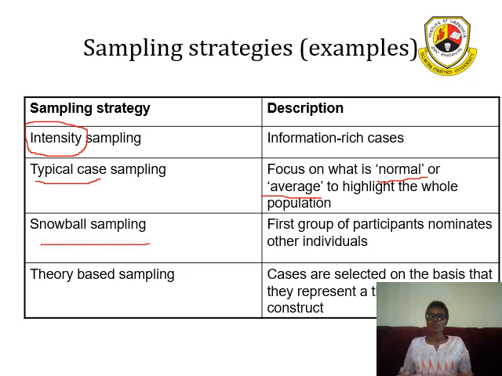The third is snowballing. So what do I mean by snowballing? Let us say I want to do research on the drug cartel in Uganda. Now, we know there's nowhere I'm going to go and they tell me, oh, so and so is part of a drug cartel. That's not possible. So what I would do is snowball sampling.